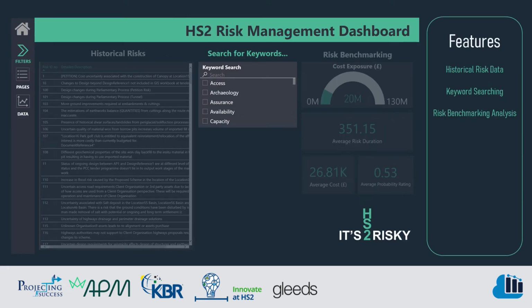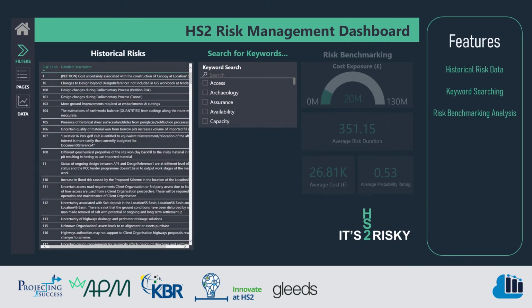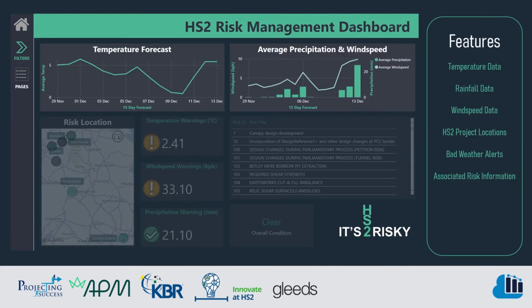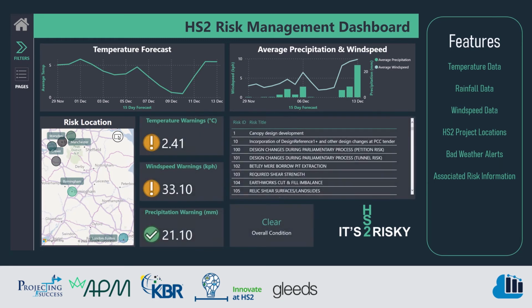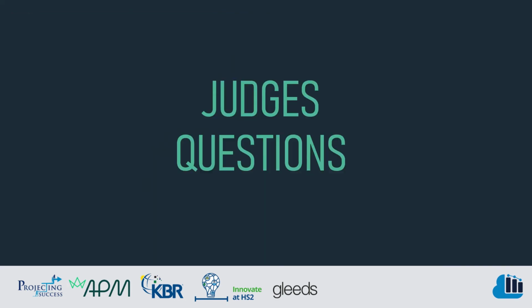In our dashboard, we're able to use these keywords to filter historical risks and provide some benchmarking metrics to risk managers. This not only provides better quality risk entries in the register, but could also be a valuable tool during project planning as it provides some accurate benchmarking data. As an additional feature to our solution, we've integrated external datasets to provide a 15-day weather forecast for the HS2 sites. This data would allow project managers and risk owners to be proactive about their risks and start to shift towards a preemptive mindset rather than reactive.